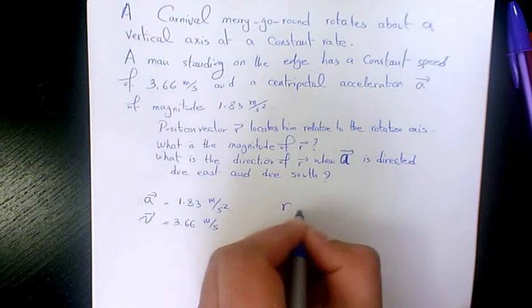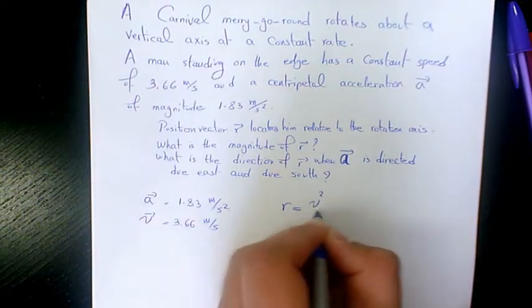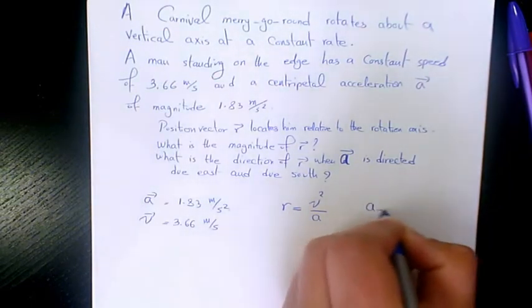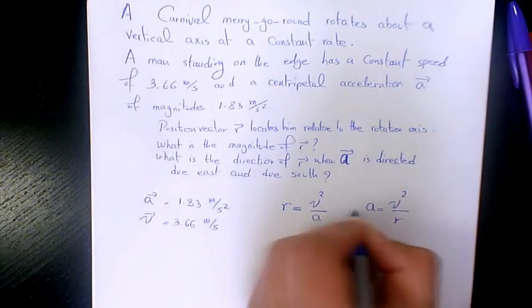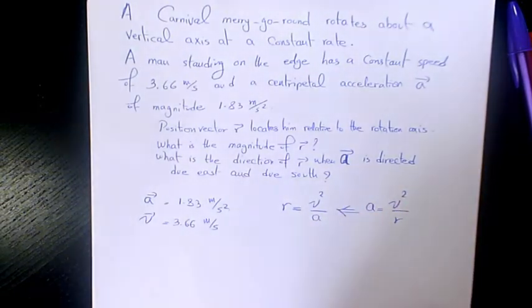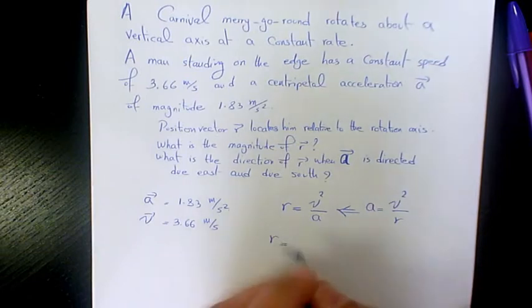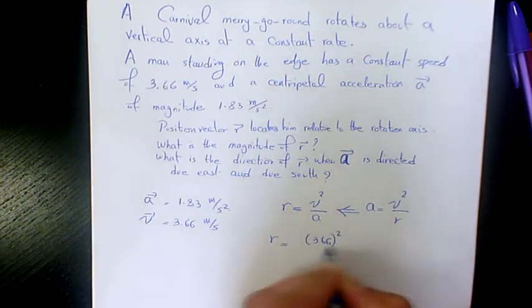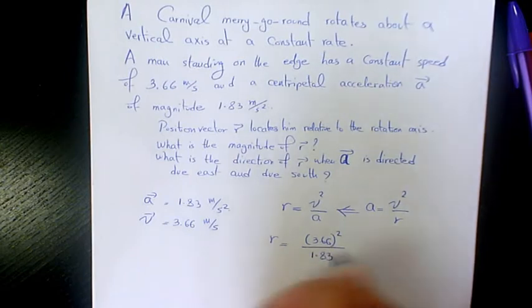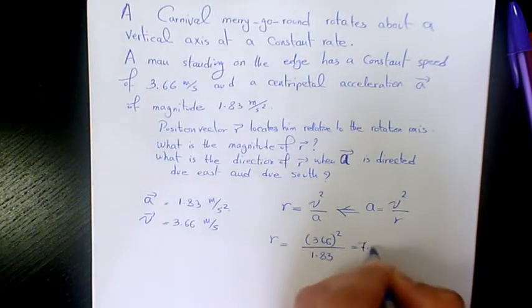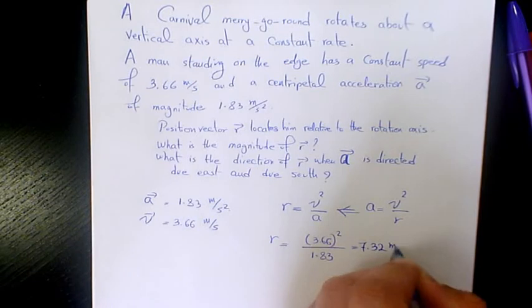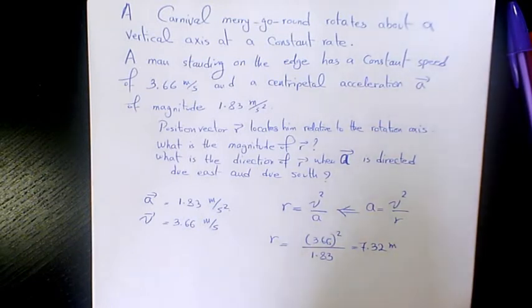So r is v squared divided by a. Why? Because a is v squared divided by r, so we can rearrange it in this form. So r will be v squared, which is 3.66 squared divided by 1.83, and when you calculate it's going to be 7.32 meters. That's going to be the distance.